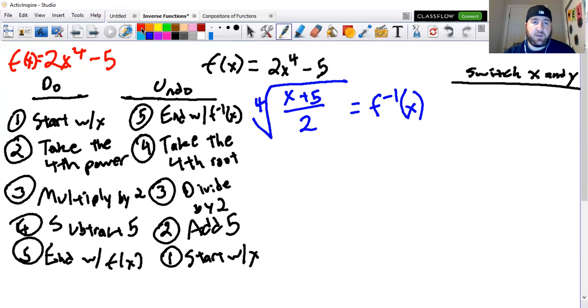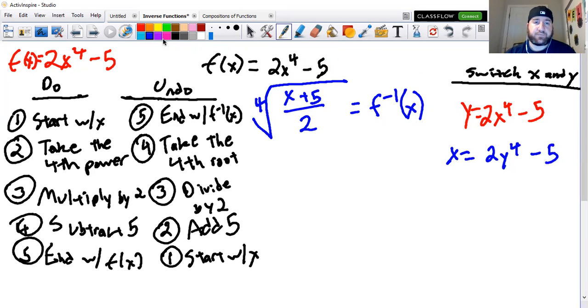All right. Switch x and y. So what I'm going to do now is write y equals 2x to the fourth minus 5. So just replace f of x with y. Switch y and x again. So x equals 2y to the fourth minus 5. All right. So again, I have got to get y by itself. So I got to get 2y to the fourth by itself, then deal with the 2 and the 4.